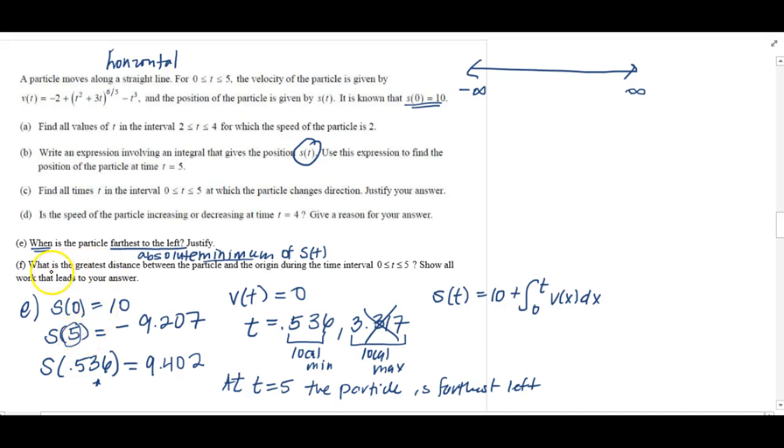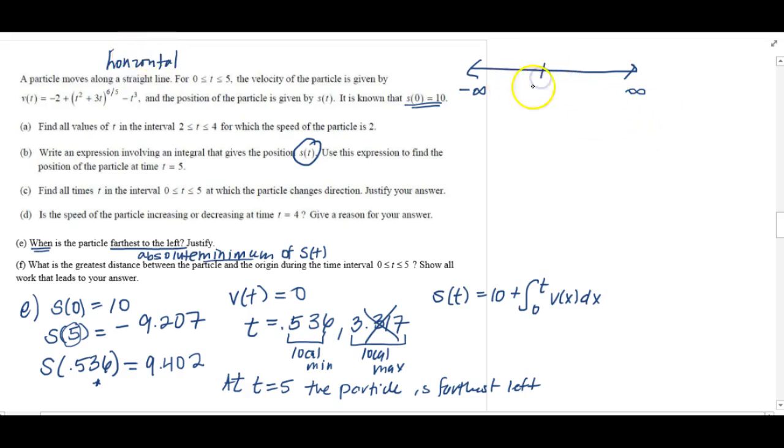And now finally, we'll look at part F. Part F is asking, what is the greatest distance between the particle and the origin during the time interval from 0 to 5? Show all work that leads to your answer. So this is a matter of, we really should be able to think about what's happening on the straight line. So again, we were assuming horizontal.